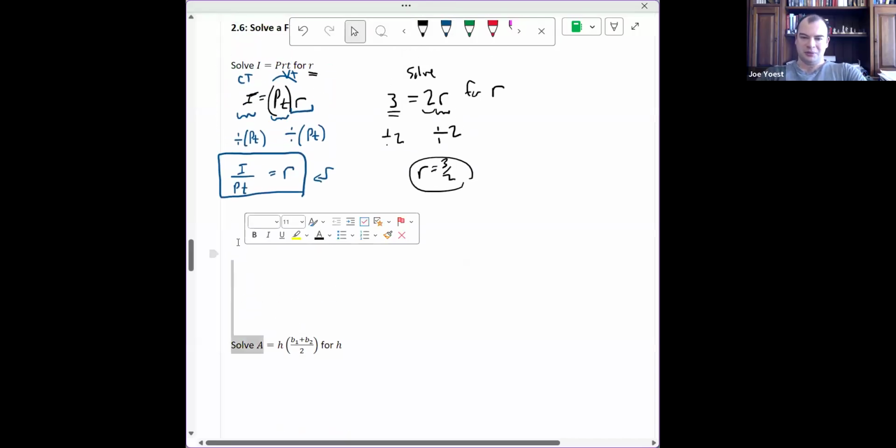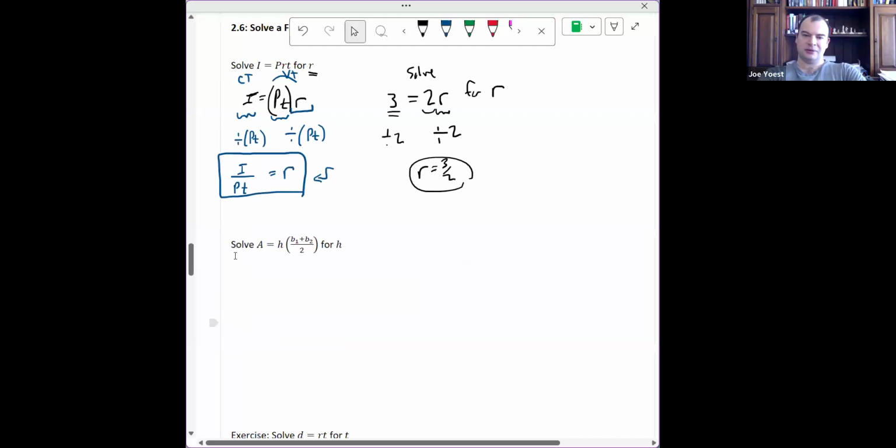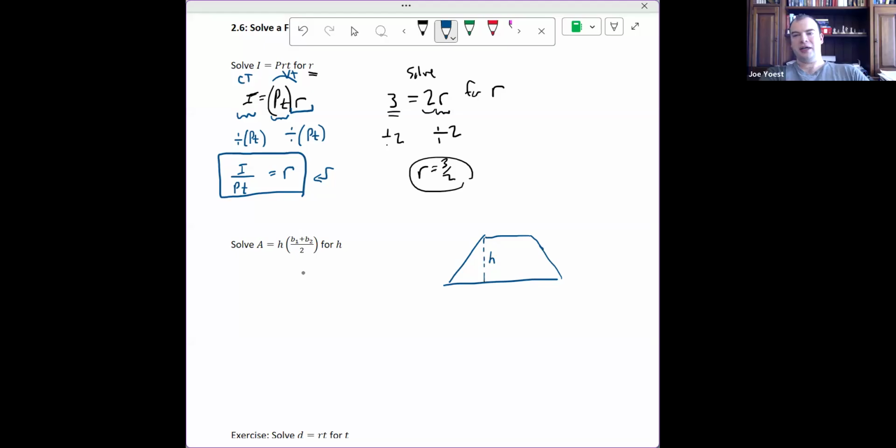Or if I look at this next example, here I have a formula A equals H times this parentheses, where the parentheses is B1 plus B2 over 2. This would be the formula for the area of a trapezoid, where I have height H and widths, say B1 and B2. So the area of a trapezoid is the height times the average of the widths. So that's what this is.